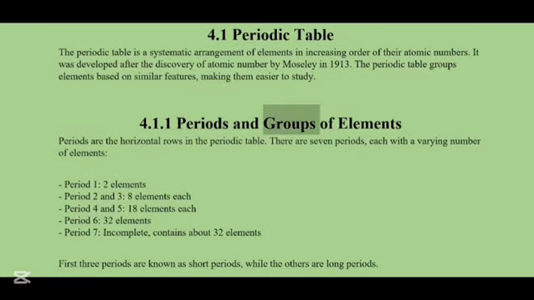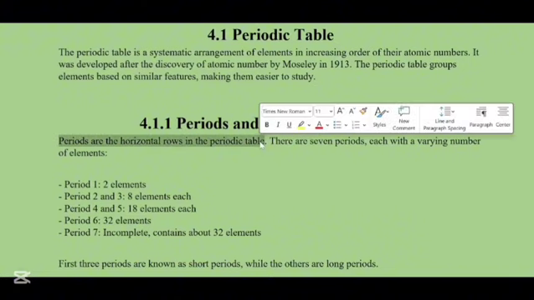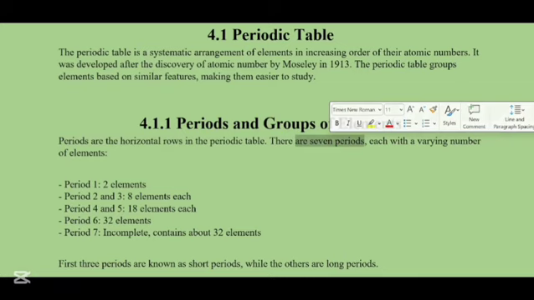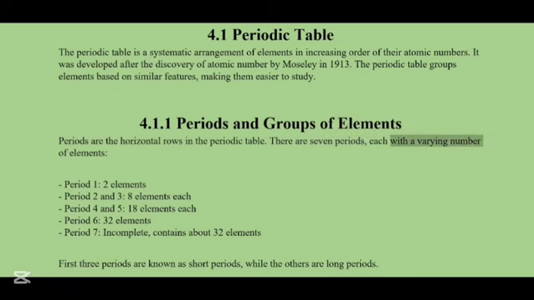Periods and groups of elements. The periods are the horizontal rows in the periodic table. There are 7 periods, each with a varying number of elements. Period 1 includes 2 elements. Periods 2 and 3 include 8 elements each.